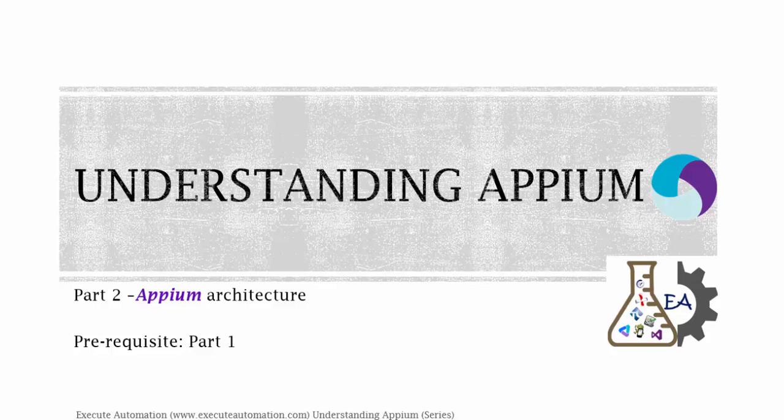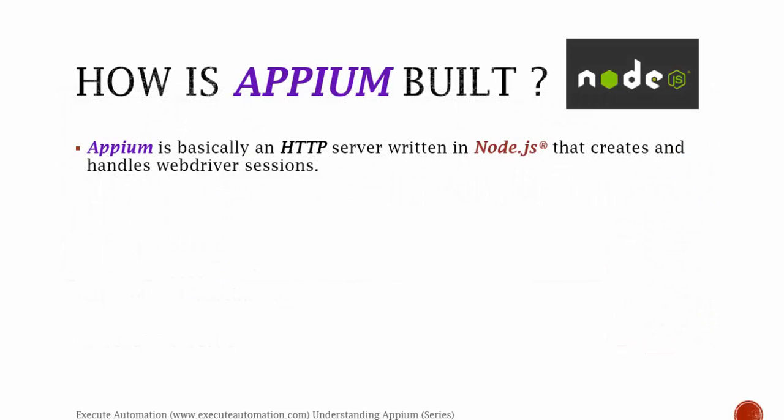And in this part, we're going to talk about Appium architecture. Before watching this part, I would request you to watch part 1, since this part is going to be a continuation of that part. So how is Appium built? That is very important, since before understanding what Appium is, we should understand how Appium is actually built. If we have a very good understanding of that, then we can easily understand how Appium actually works.